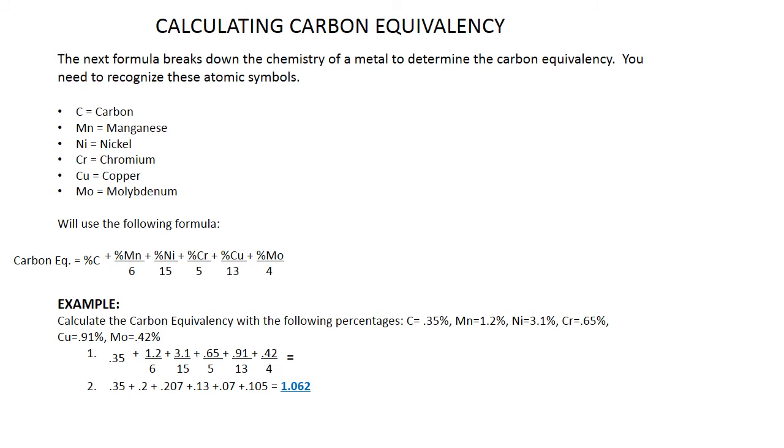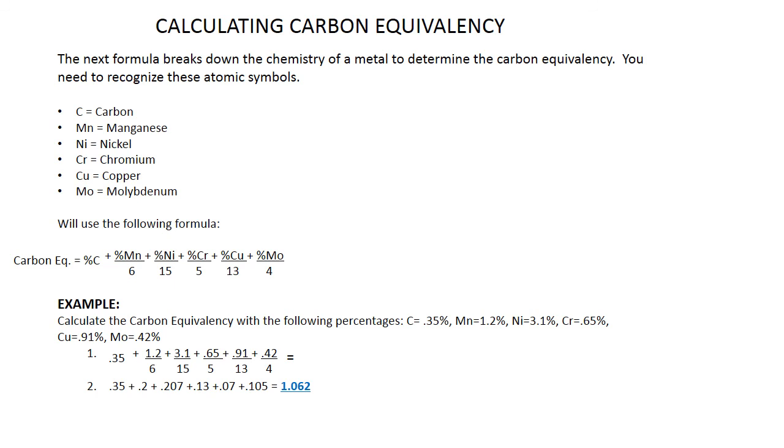Last but not least, calculating the carbon equivalence. This next formula breaks down the chemistry of a metal to determine the carbon equivalence. You need to recognize these atomic symbols. C stands for carbon. Mn stands for manganese. Ni stands for nickel. Cr chrome. Cu copper. Mo molybdenum. Here's the formula.